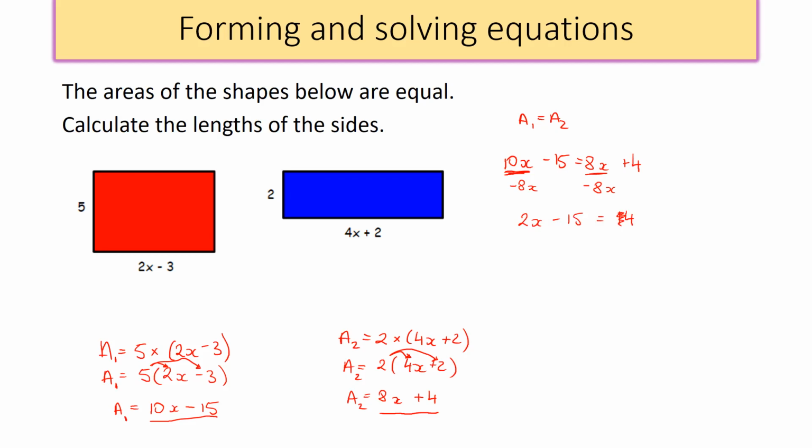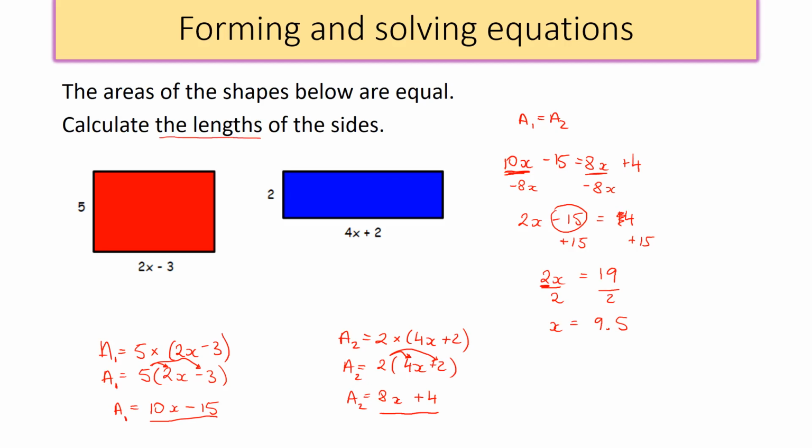Now I want to get rid of the take away 15, so I need to add it to both sides, and that is 2x equals 19. To get rid of the 2, remember 2x means 2 times x, so I need to do the opposite, so I divide both sides by 2, so x equals 9.5.